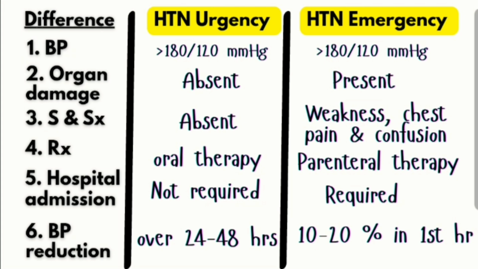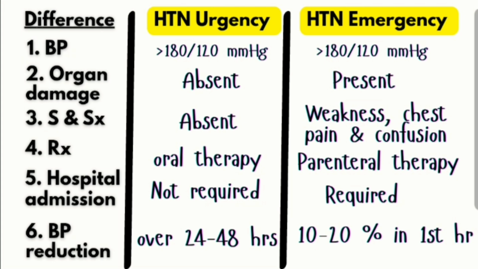So let's discuss the treatment difference between urgency and emergency, which is very important. There are certain clear do's and don'ts. In hypertensive emergency, you have to admit the patient, give him parenteral therapy, that is IV antihypertensive medications, and monitor the vital organs for any further damage. Here in hypertensive emergency, the blood pressure should be reduced immediately within 1 to 2 hours, that is at least 10 to 20% reduction should be done to avoid the risk of serious morbidity and death.